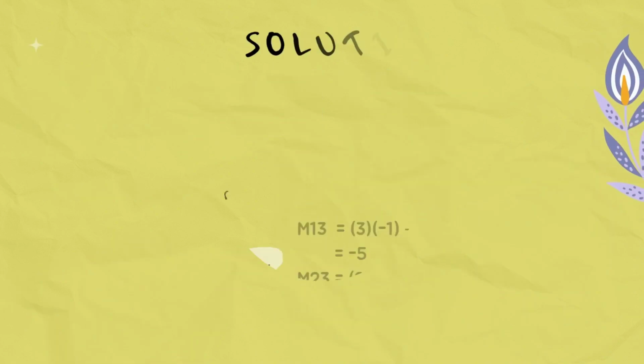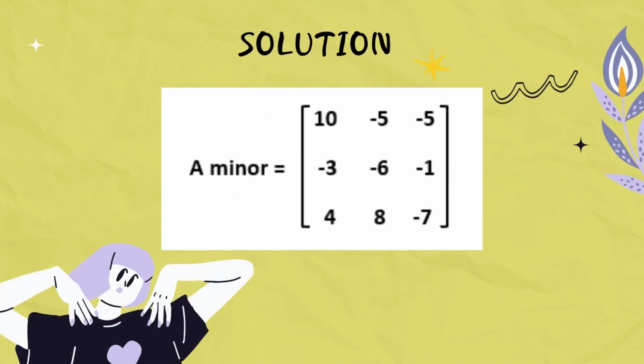After you do a calculation to find a minor, you have to do this method to put all the minors inside the box, which is you can write A minor equal to 10, negative 5, negative 5, negative 3, negative 6, negative 1, 4, 8, and negative 7 inside all the column and row.